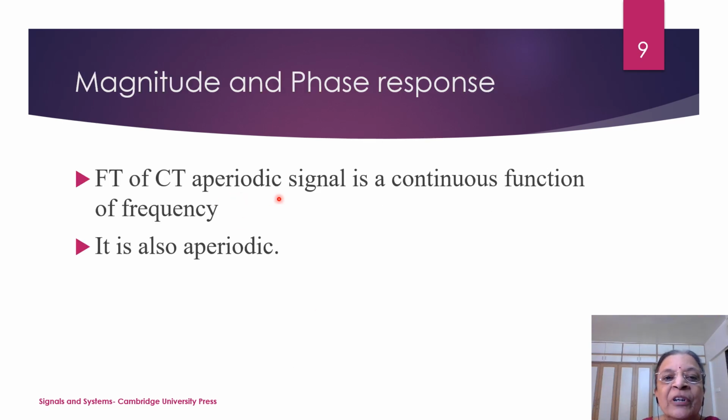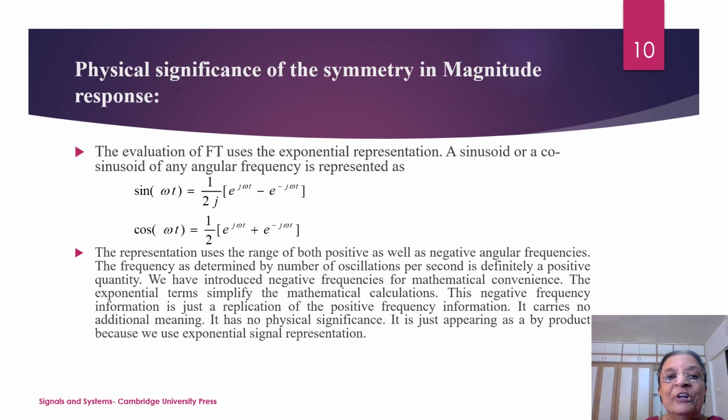Fourier transform of a continuous time aperiodic signal is a continuous function of frequency. It is not a discrete function as in the case of Fourier series. So, if we take a periodic signal in the time domain and take the Fourier series, you will get a discrete spectrum. And when you take an aperiodic signal and take the Fourier transform, it will be a continuous function of frequency, and it is also aperiodic. When the signal is aperiodic, the transform will also be aperiodic.